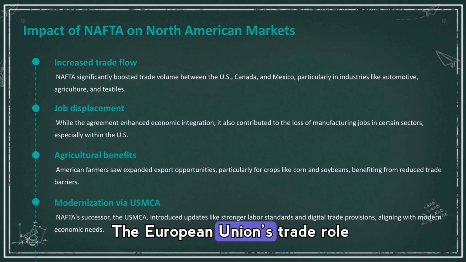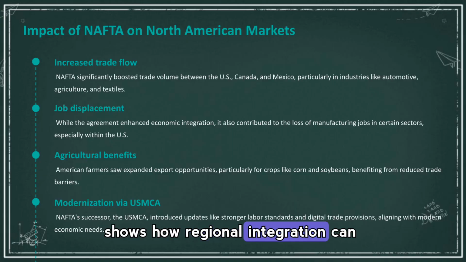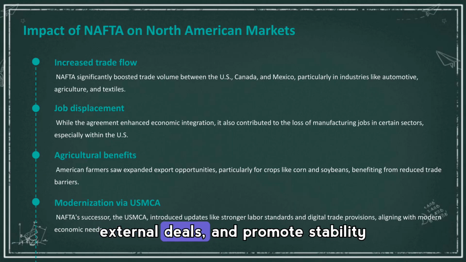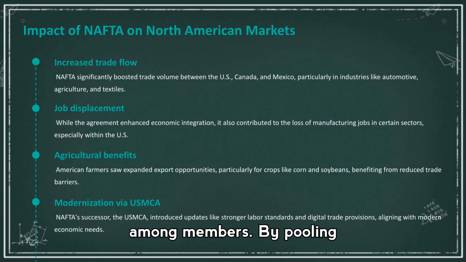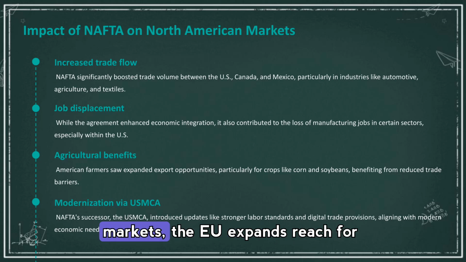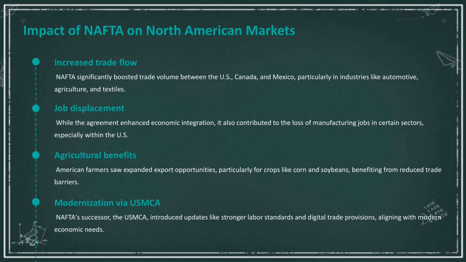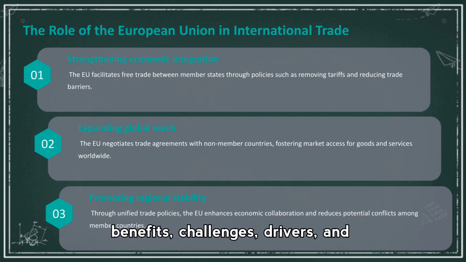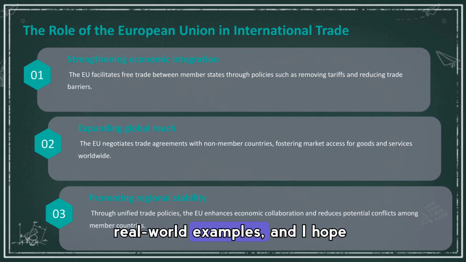The European Union's trade role shows how regional integration can lower internal barriers, negotiate external deals, and promote stability among members. By pooling markets, the EU expands reach for member states while using unified policies to support cooperation and conflict reduction in trade matters. We've covered definitions, history, benefits, challenges, drivers, and real-world examples.